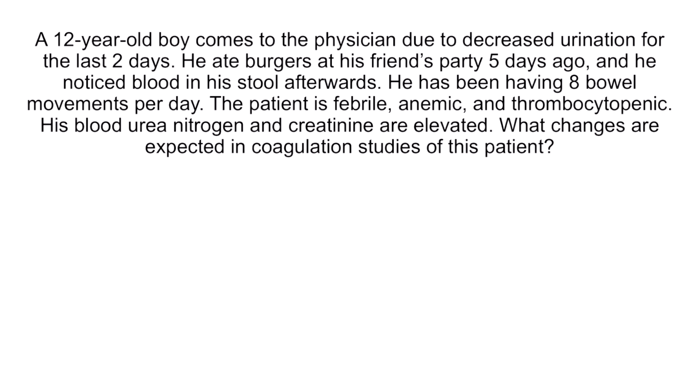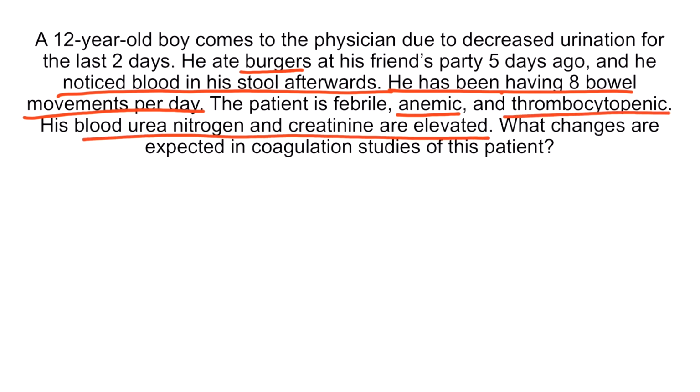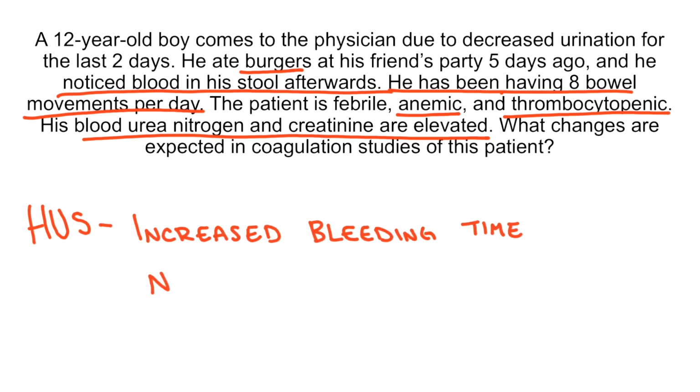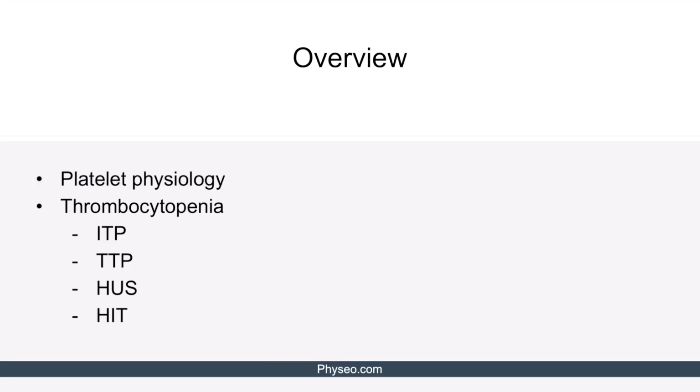This febrile patient has had bloody diarrhea after eating burgers. This presentation is suspicious for enterohemorrhagic E. coli infection. He is anemic and thrombocytopenic. Additionally, his blood urea nitrogen and creatinine are elevated. All these findings suggest the diagnosis of hemolytic uremic syndrome after E. coli infection. Thrombocytopenia in this condition increases bleeding time. However, the prothrombin time and partial thromboplastin time will be normal because the coagulation system is not affected in hemolytic uremic syndrome. Let's move on to heparin-induced thrombocytopenia, or HIT.